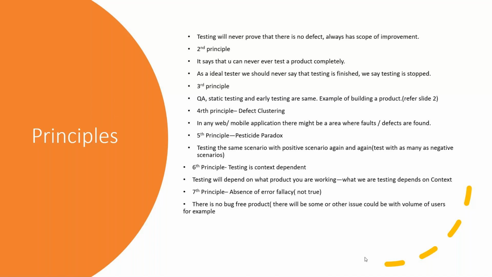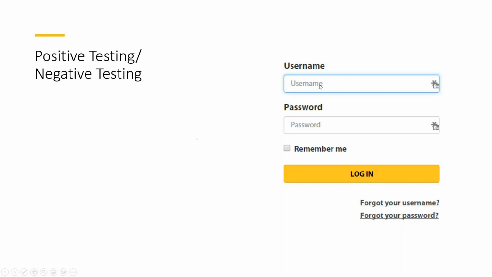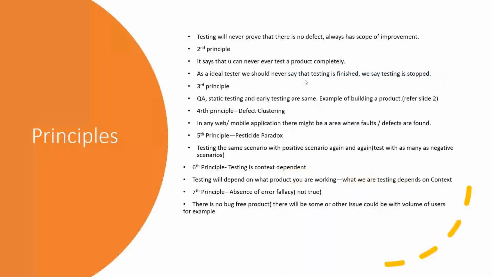Or if you have checked only for username at the rate 123 and login, and some other combinations, you did not check for dollar or hash or something like that. So there it is not accepting the username. There might be some things that you have missed, and that might come up on live, and there you find a bug and they come back in the maintenance stage. So you have to understand first that there is no bug-free product.